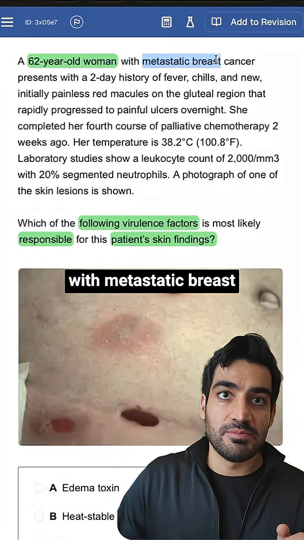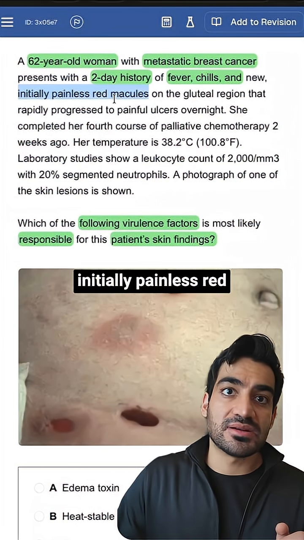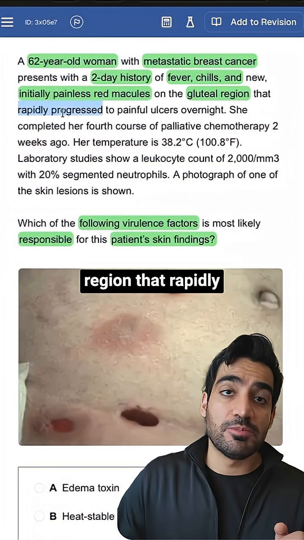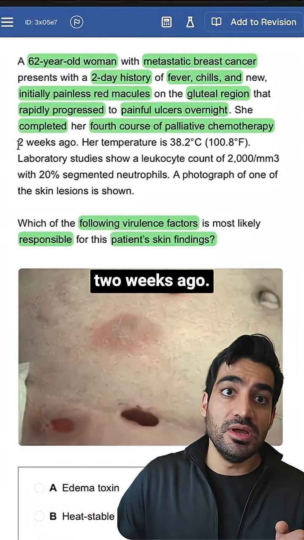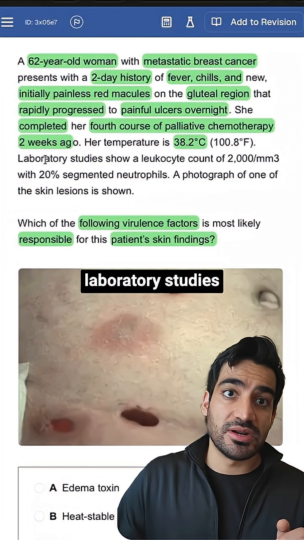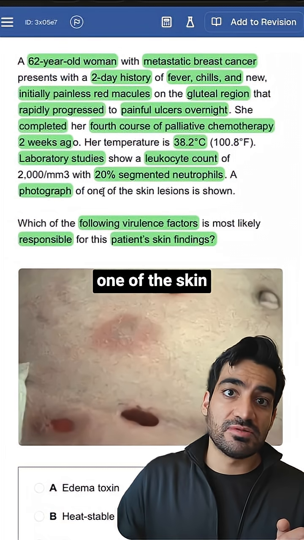A 62-year-old woman with metastatic breast cancer presents with a 2-day history of fever, chills, and new, initially painless red macules on the gluteal region that rapidly progressed to painful ulcers overnight. She completed her 4th course of palliative chemotherapy 2 weeks ago. Her temperature is 38.2 degrees Celsius. Laboratory studies show a leukocyte count of 2000 with 20% segmented neutrophils. A photograph of one of the skin lesions is shown.